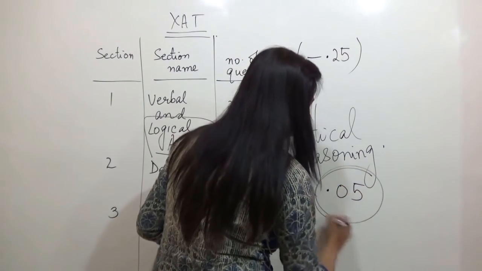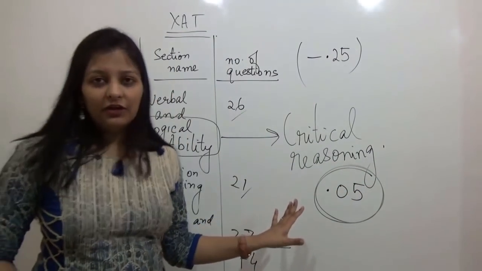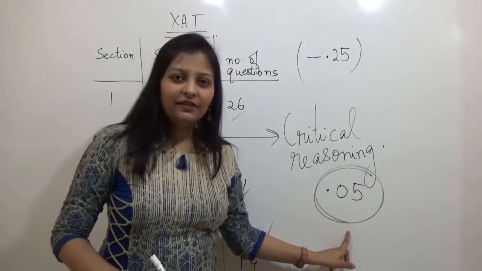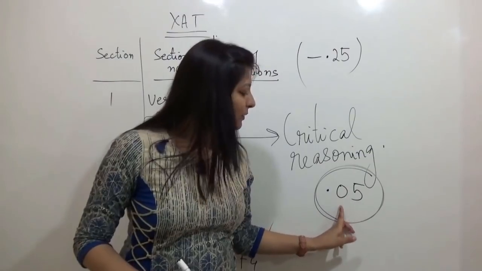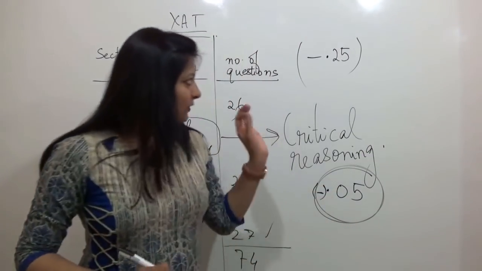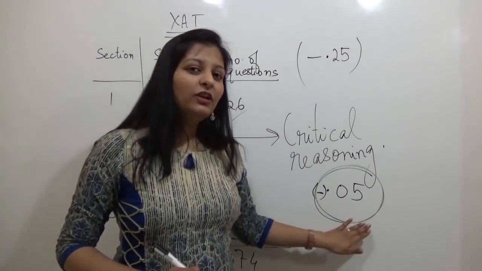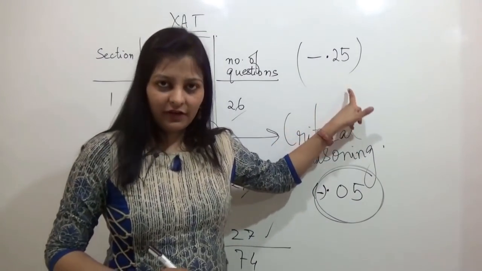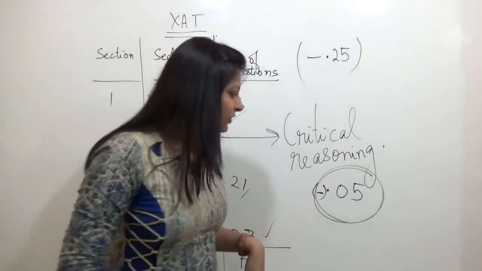0.05. So now you can do your calculations. Wrong answer minus 0.25, unattempted beyond a certain number minus 0.05. If you do your calculations, if you're not sure about an answer, it's better to leave it unattempted, even though there is negative marking, than to mark it incorrectly.